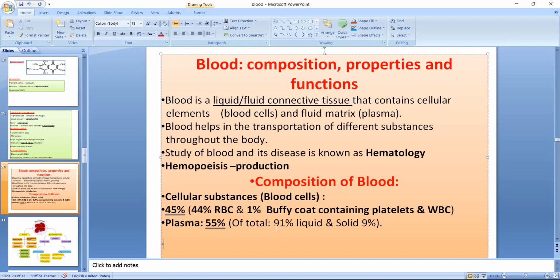So out of which 91% is purely liquid. Okay, so most of it is water. Okay, about 9% of plasma contains solids, different kinds of solids.